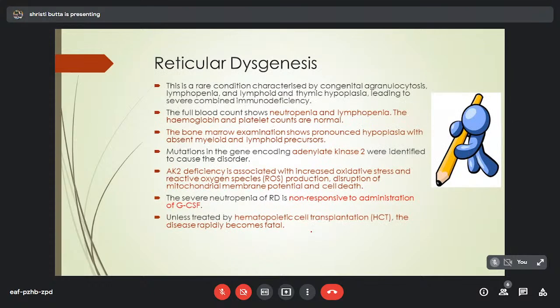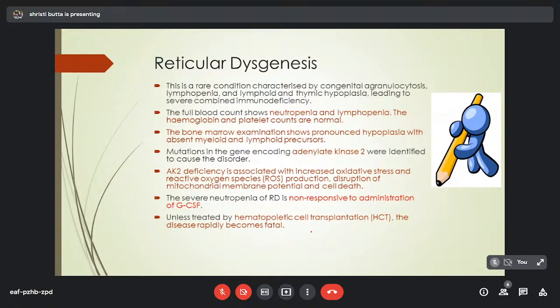Now, coming to reticular dysgenesis. This is a rare condition characterized by congenital agranulocytosis, lymphopenia, and lymphoid and thymic hypoplasia, resulting in a severe combined immunodeficiency. So besides neutropenia, there is also lymphopenia. However, the hemoglobin and platelet counts are normal.